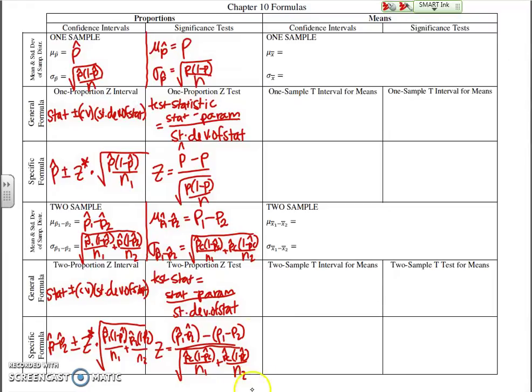So again, these are the main formulas you guys need to know for Chapter 10. My goal here in this sheet is to be able to compare your one sample stuff to your two sample stuff. So this is actually going to be more beneficial at the end of the year when you're trying to review all of it. Okay, but focus on the two sample stuff for Chapter 10.